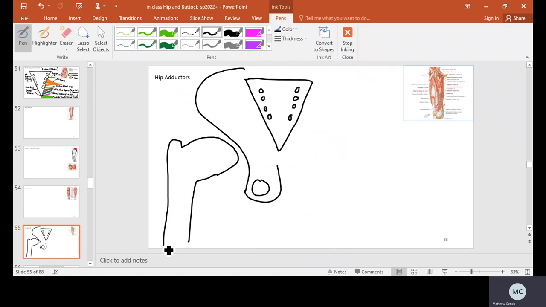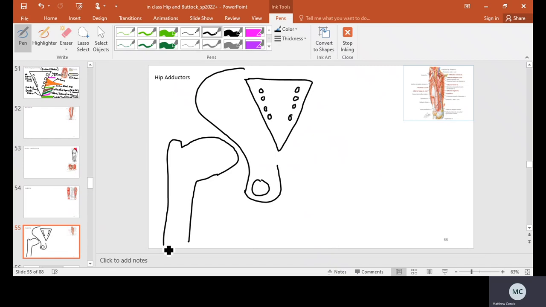So my adductors, most of them are going to be innervated by the obturator nerve. Okay, obturator nerve essentially is going to come off L2-3-4. That's going to get the majority of my hip adductors.